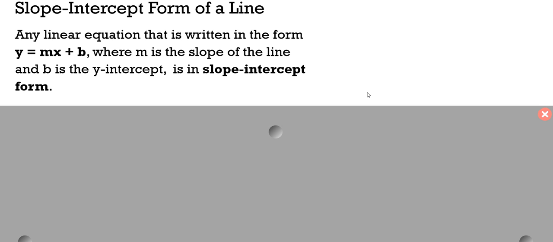So basically, anything is in slope-intercept form if it is or can be written in the form y equals mx plus b. And really, m is the slope of the line, and b is the y-intercept. So you know where it hits the y, and then you know the slope of the line. It actually gives you a fair bit. Basically, any linear equation that has y solved for, y by itself on one side of the equal sign, is in slope-intercept form.